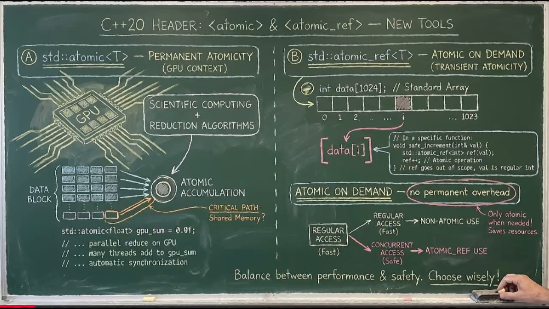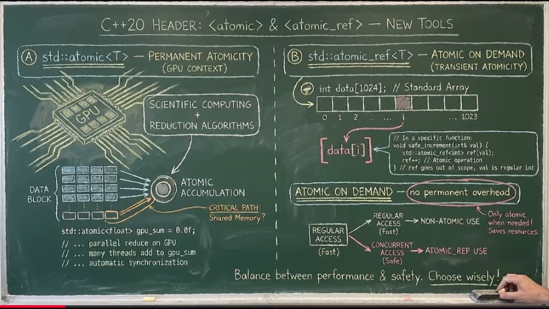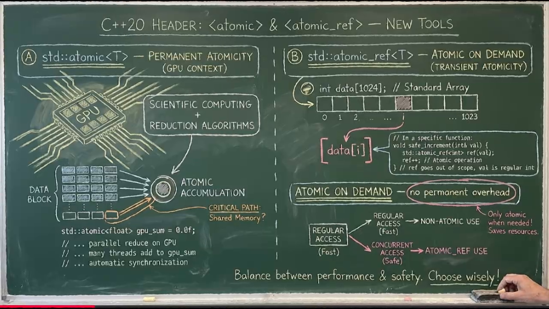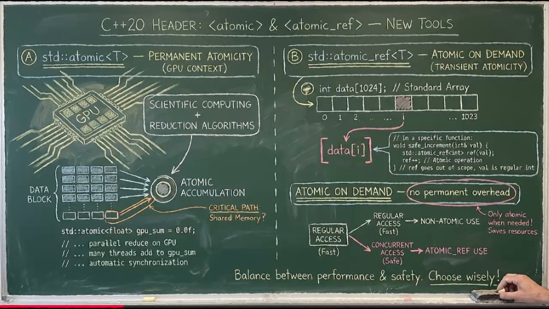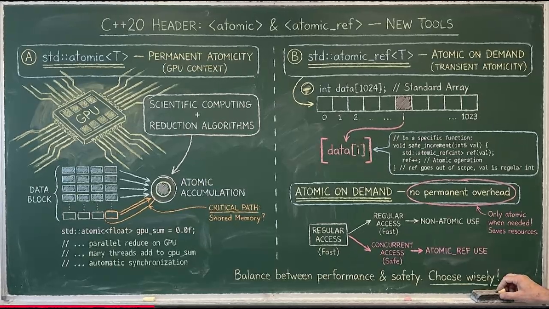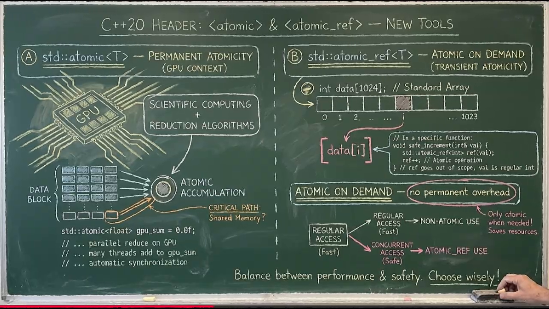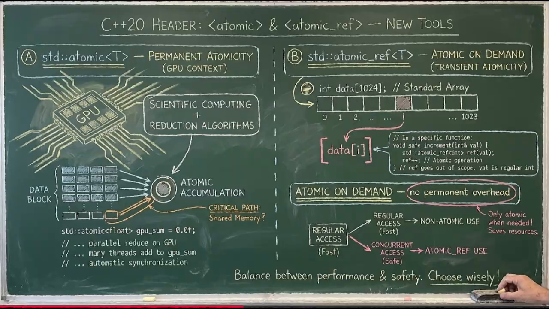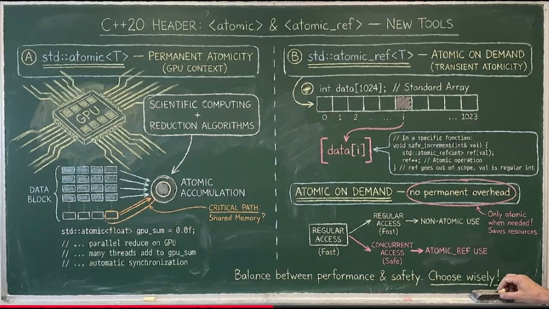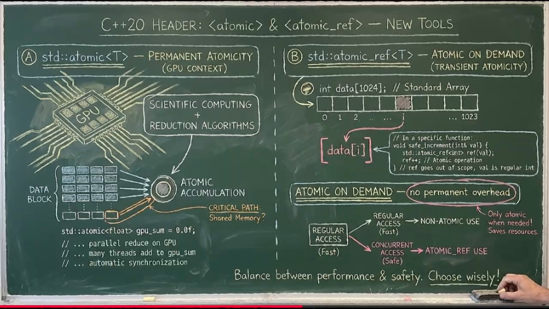We finally got atomic floating point operations, which the scientific computing and GPU communities desperately needed for their high-performance reduction algorithms. Oh, yeah. That was a long time coming. And we got std::atomic_ref from proposal P1643R0. Atomic_ref is huge. It allows you to perform atomic operations on non-atomic variables.